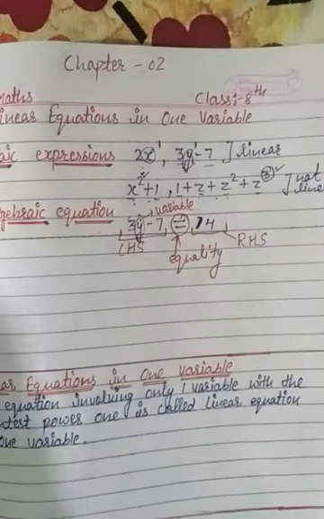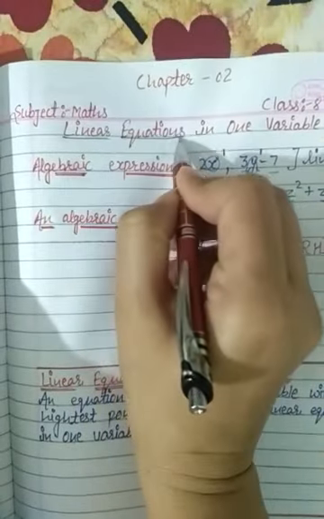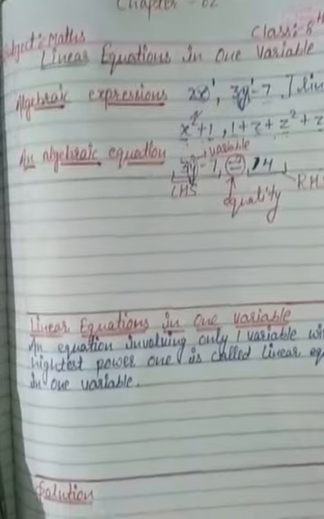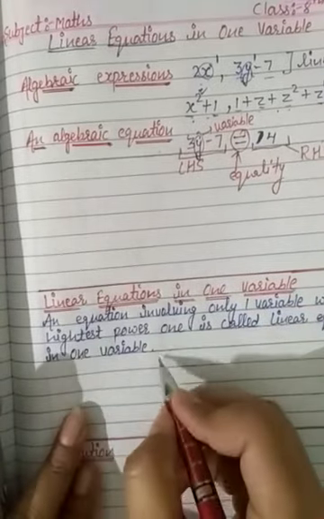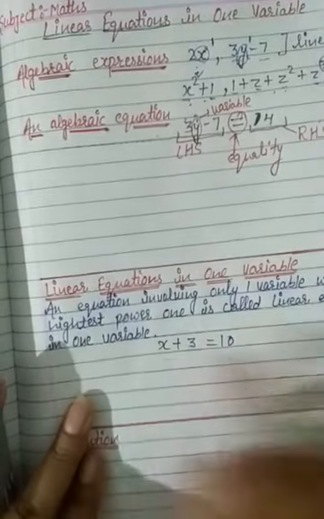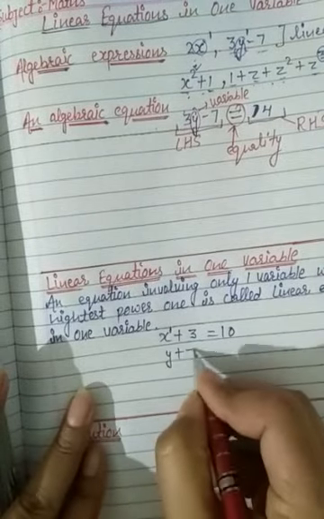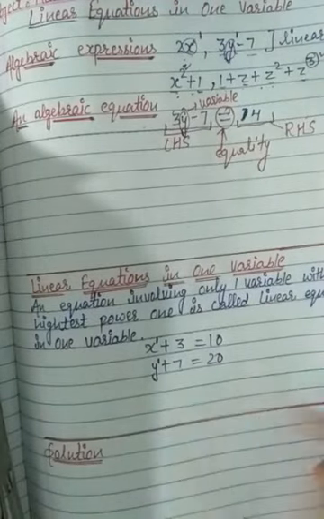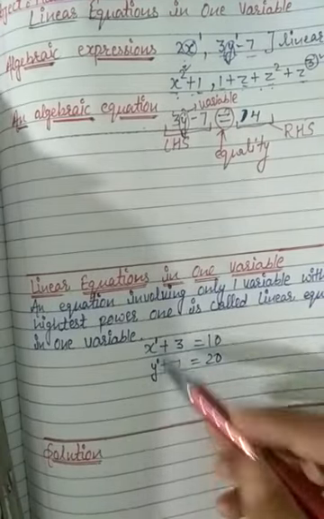Now, as your chapter name is linear equation in one variable, what do you mean by linear equation? Just now I explained linear expression. In a similar way, linear equation means the highest power of the variable is 1. One example of equation I am writing. In this equation, variable x highest power is 1. One more example: y plus 7 is equal to 20. Variable is y and the highest power is 1. So these are examples of linear equation because the highest power of the variable is 1.